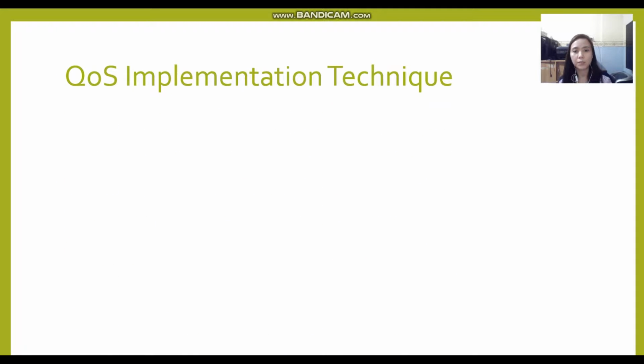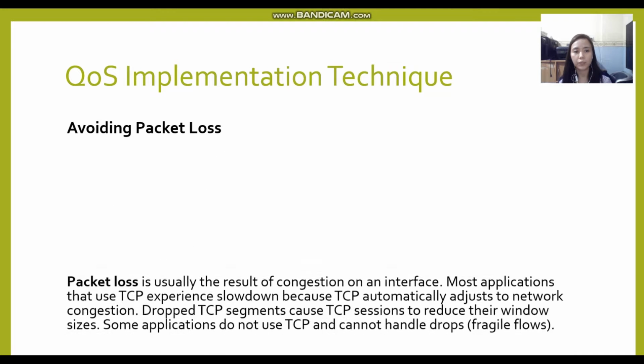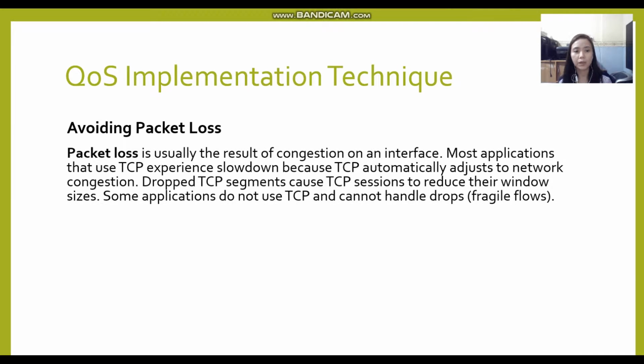The QoS implementation technique: avoiding packet loss. Packet loss is usually a result of congestion on an interface. Most applications that use TCP experience slowdown because TCP automatically adjusts to network congestion. Dropped TCP segments cause TCP sessions to reduce their window sizes. Some applications do not use TCP and cannot handle drops.